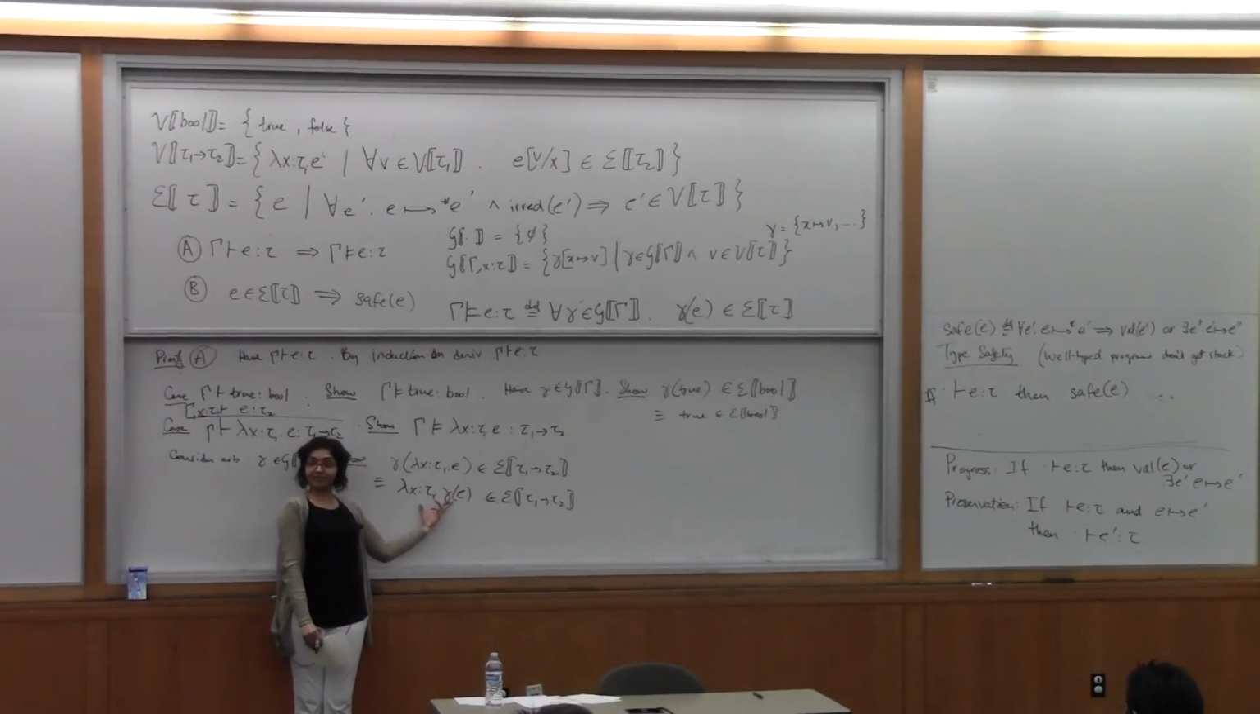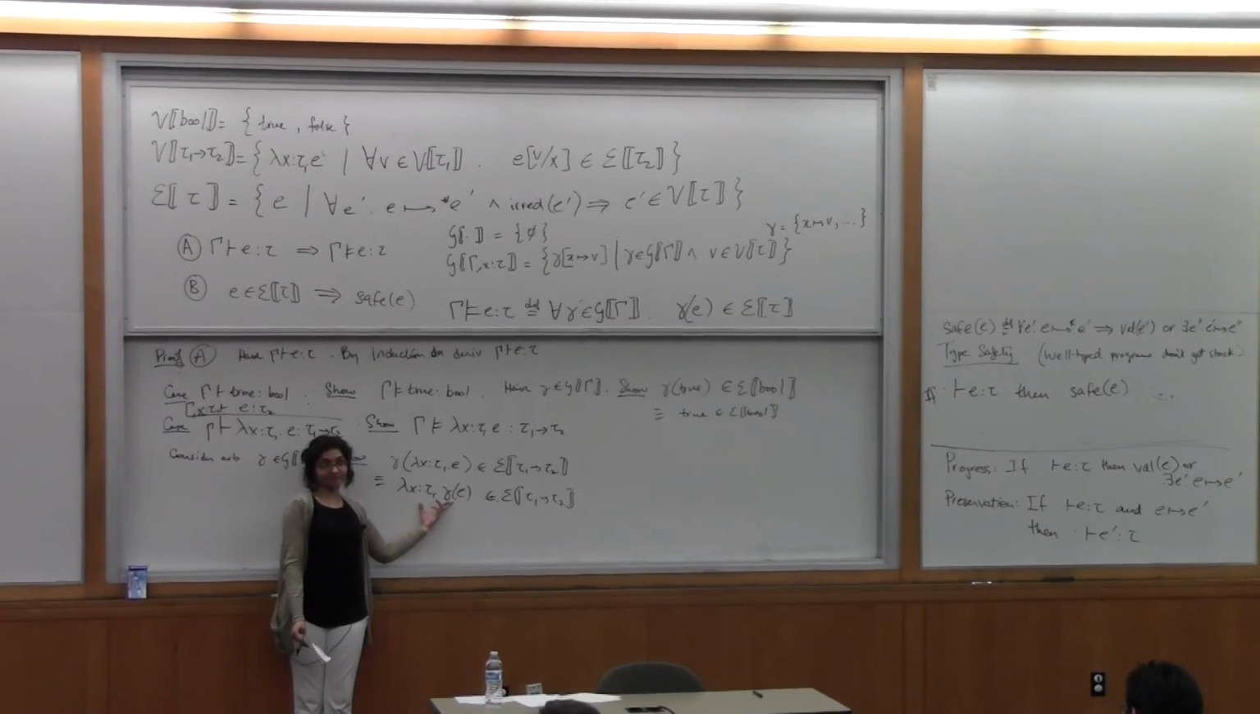Anyone want to say something at this point? The lambda can't take any steps. So if it steps to some E prime that is irreducible, that E prime must be equal to it, because it's a value. It can't take any steps. People with me? Should I write it out? No.